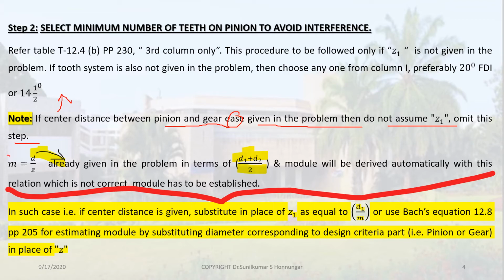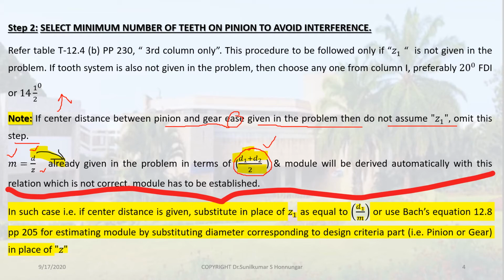Basically, what is module? Module equals D by Z. D is the pitch circle diameter of the gear, Z is the number of teeth. So if you make an assumption, what happens? This Z, if you are making an assumption, D is already given. How is it given? It is given in terms of center distance. What is center distance? D1 plus D2 divided by 2. It is already given. You are making an assumption of Z. Then what happens? This module will automatically get fixed up. Fixed up means there is no need of any estimation.